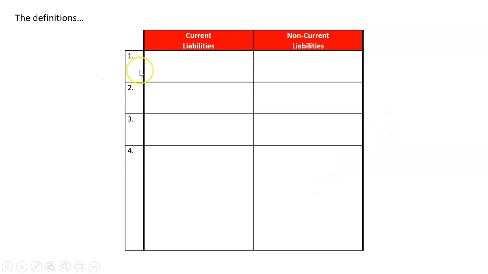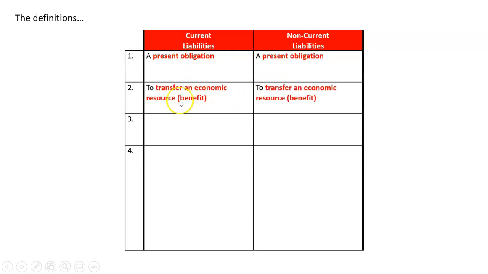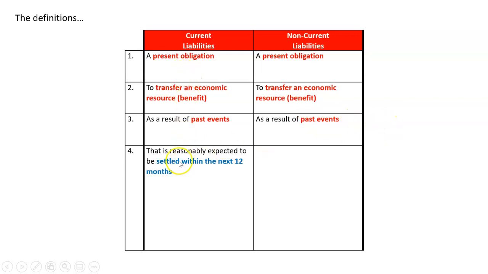And what we're going to say is the first three parts of this are actually identical, and they're just the parts of a regular liability. So we'll say both of these are a present obligation to transfer an economic resource or benefit, usually money, as a result of past events. That's the same. And the only difference here is with this one, we say a current liability, that is one that is reasonably expected to be settled within the next 12 months. And with non-current, this is one that is not required to be settled within the next 12 months.